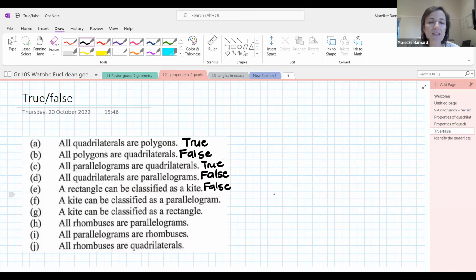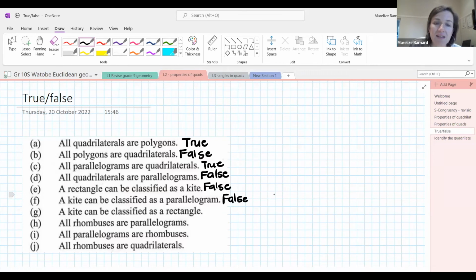Can a kite be classified, question F, as a parallelogram? False. No, because a parallelogram has opposite sides that are parallel. So it's got to have that, otherwise it's not a parallelogram. And a kite doesn't have that.